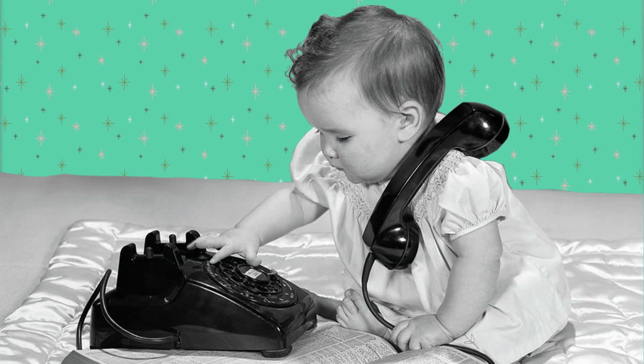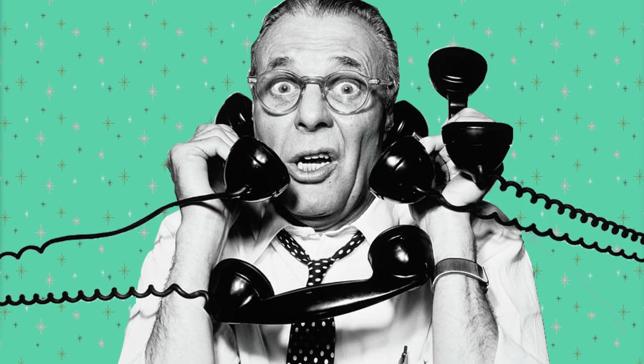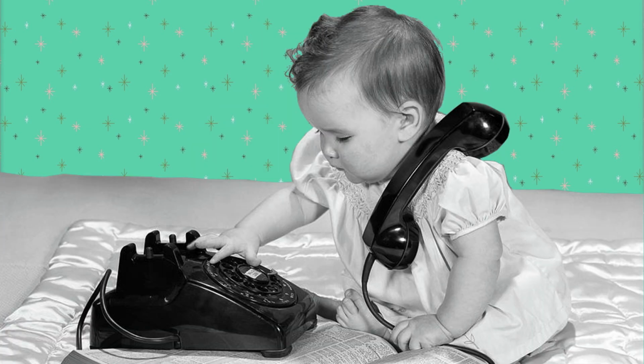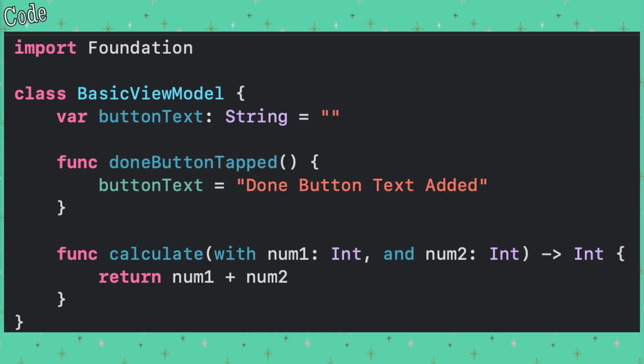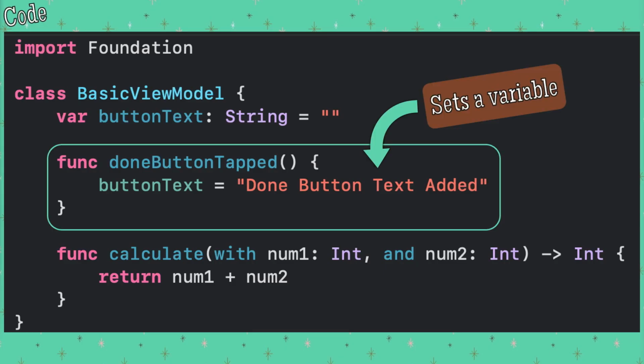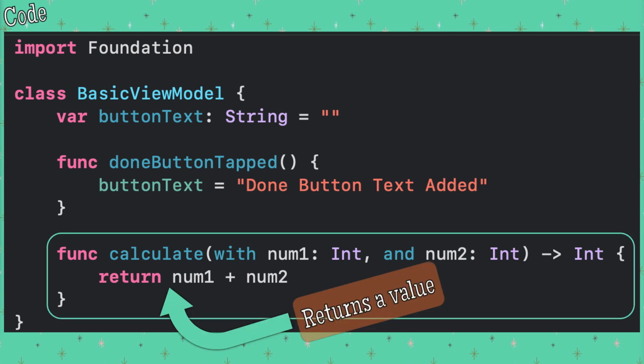Most testing boils down to a few basic tests. We will take a look later at some more complex testing, but for now, let's just start basic. Taking a look at this simple view model, we see that there is one method that sets a variable and another method that returns a value.